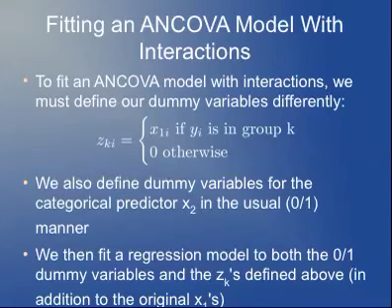So we fit a regression model to both the dummy variable for the supplement type and also these z k's defined above, in addition to the original x1's. And that will effectively give you a regression model with a different slope depending on which group you're in. If you didn't follow that, don't worry about it too much. R will do this for us automatically, but I just felt like I should give at least some explanation of this.